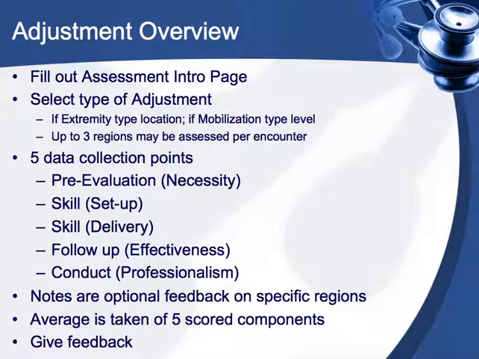There are 5 data collection points or questions, and we'll go over those soon. There is a notes section on the specific regions so that you can type during the encounter what went well or some things to improve on. The average is taken of the 5 scored components and then given to the student to see if they meet or exceed benchmark. Please remember to give verbal feedback and then document that verbal feedback on the feedback page.